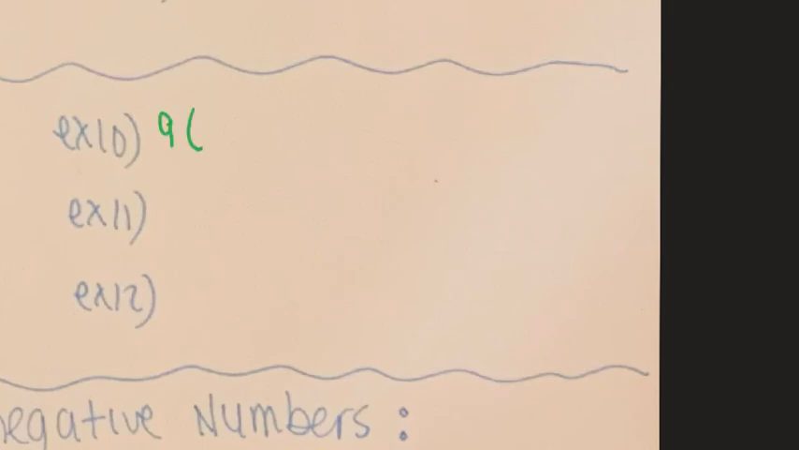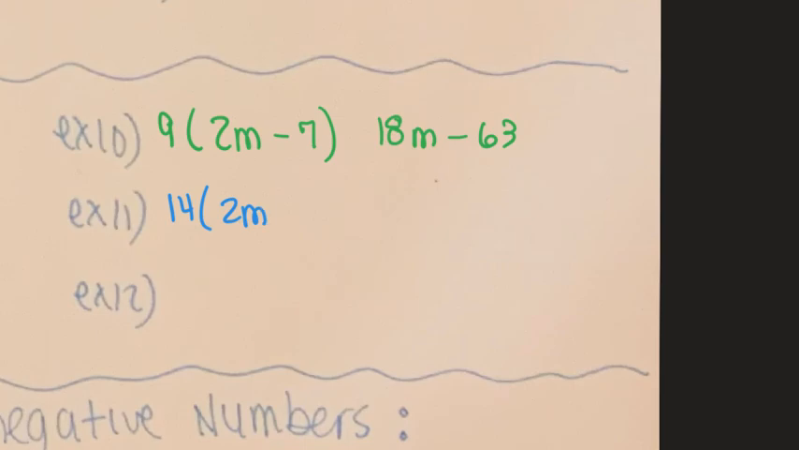9 parentheses 2m minus 7. The correct answer is 18m minus 63. Example 11. 14 times 2m minus 1.